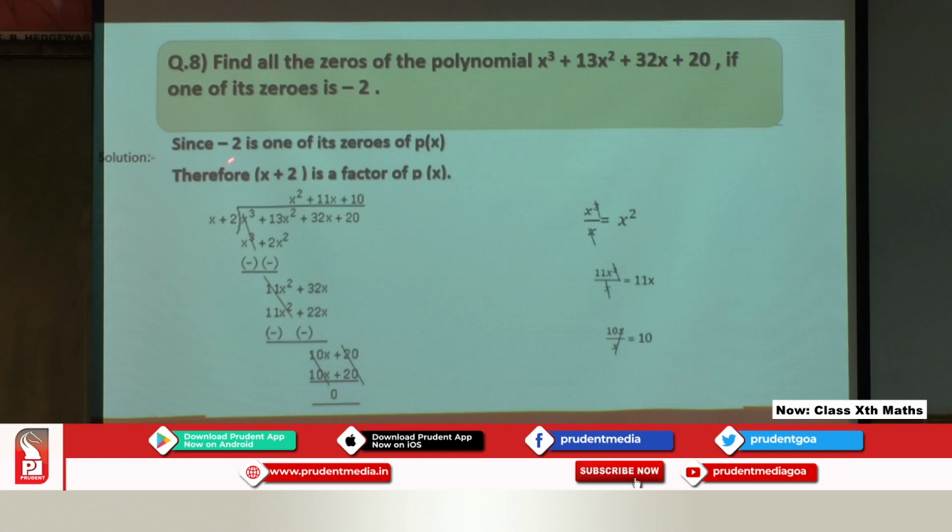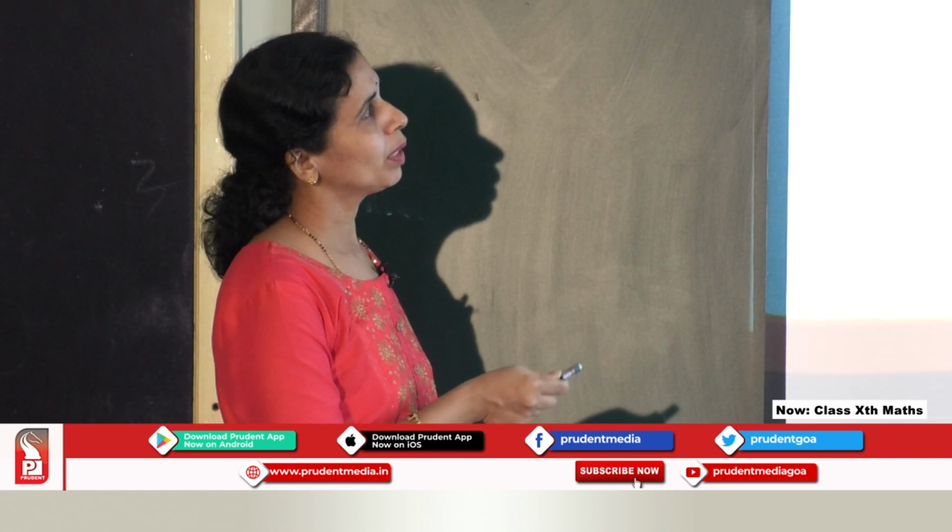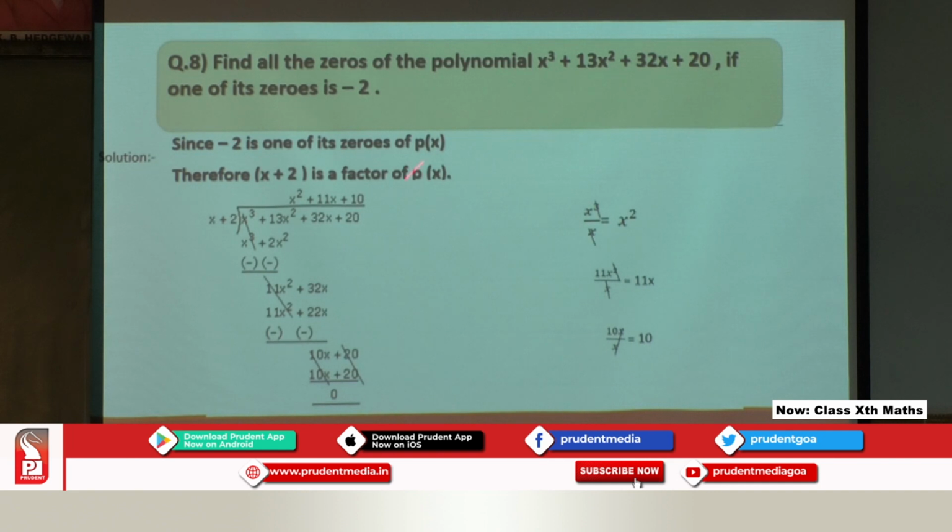Here x is equal to minus 2, now minus 2 I carried this side, x plus 2. That is, x plus 2 we will take as the factor of the given polynomial. The next step, we should divide this polynomial by the divisor. Here the factor we got is x plus 2. So, now let us see how to divide.